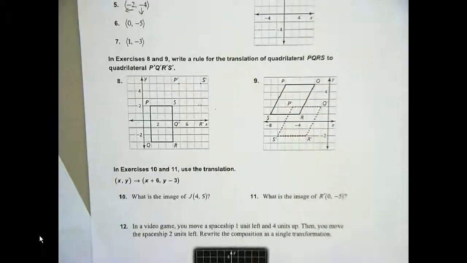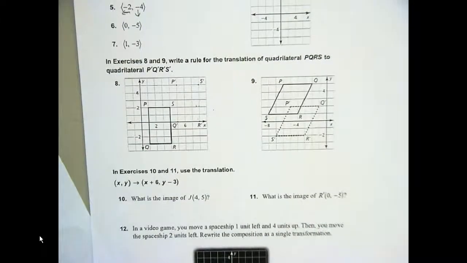Number 8. Maybe you did know it, actually. 8 and 9. Give them a go. Write a rule for the translation of the quadrilateral to the prime quadrilateral.